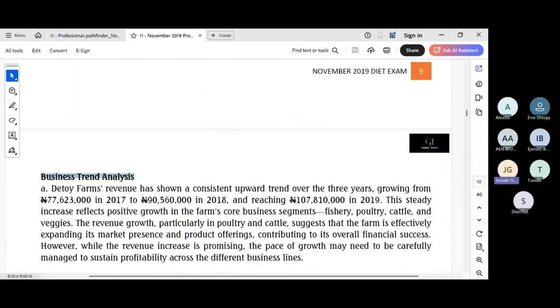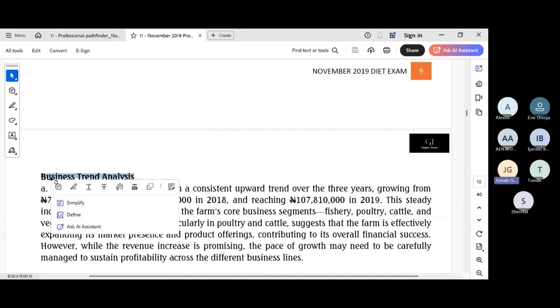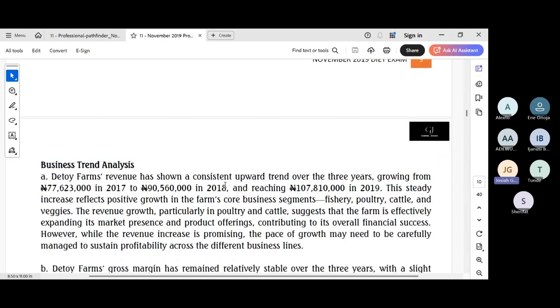Then the next order I said was analytical skills, which is the header that has to do with business trend analysis. This is what I called it. You can call it any name, but speak to the trend. Look at the trajectory, what they've done over the years, and speak to each component that comes to your mind, but no more than 4.